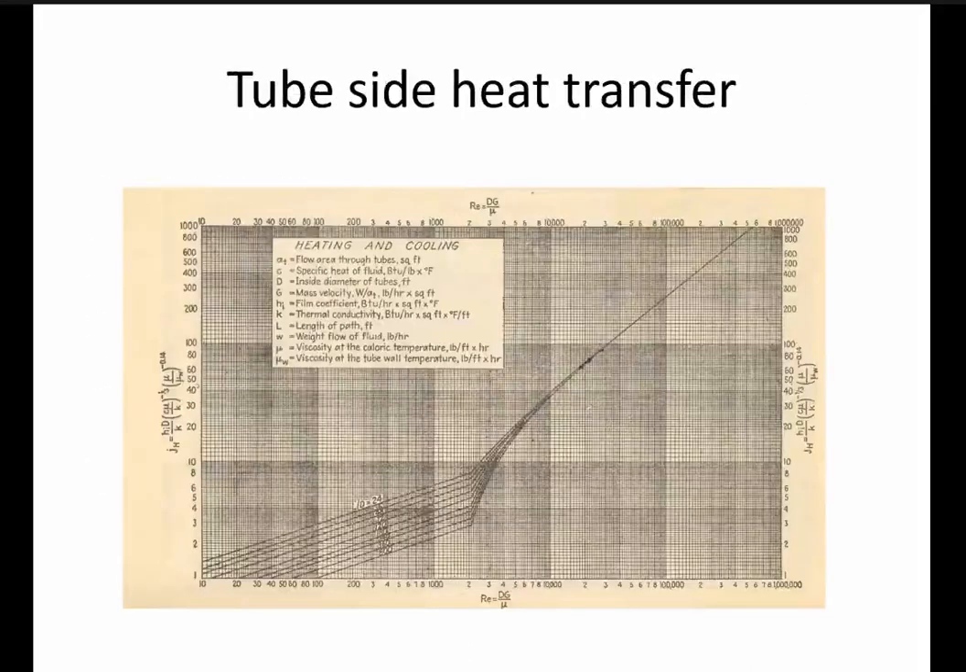So this is again a tube side heat transfer coefficient. We have a lot of empirical graphs available, showing how Reynolds number is related. Then you can find out and you can get the heat transfer coefficient. I don't want to discuss much because of the time constraint.